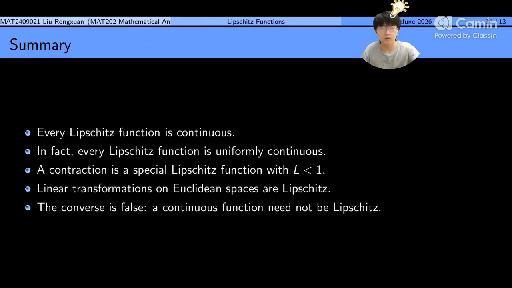Here's the summary. Every Lipschitz function is continuous. In fact, the same idea also shows uniform continuity, since the choice of delta does not depend on the particular point. However, the converse is false. A continuous function, such as the square root of x on between 0 and 1, doesn't have to be Lipschitz. Okay, thank you. Thanks for listening.